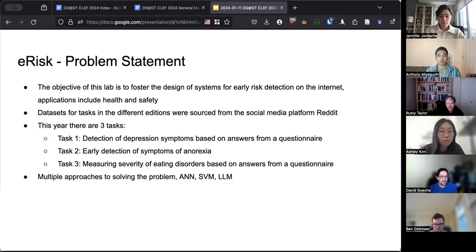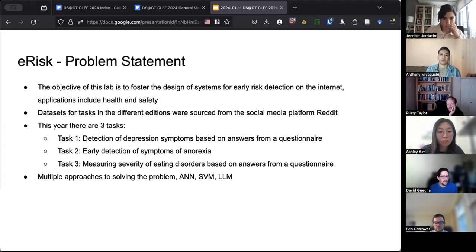We have detection of depression symptoms, and so basically we have a collection of texts, and we're going to use that to answer a questionnaire called the BDI-2. That's a questionnaire used to rank depression symptoms. The second task is an early detection system for symptoms of anorexia.